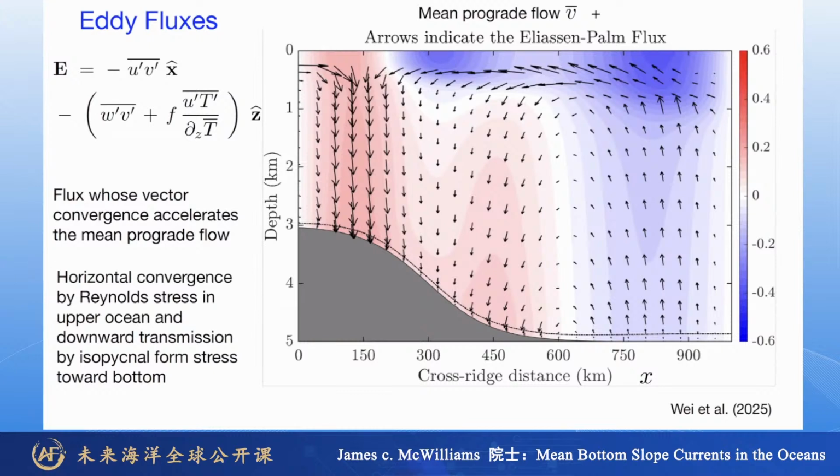And then there is isopycnal form stress that conveys that eddy influence down to the bottom, where you have the topostrophic flow near the bottom. And again, you see a sort of reverse pattern away from the topography, again associated with essentially global conservation of mean momentum.